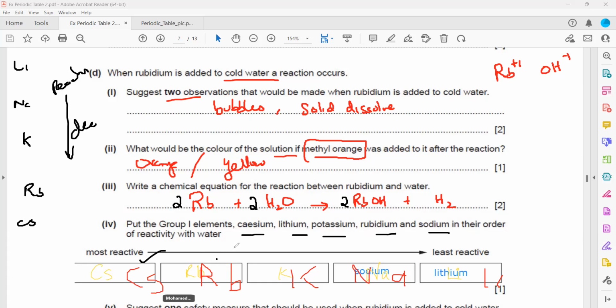So cesium, rubidium, potassium, sodium, and least reactive is lithium, because as we go down, the reactivity increases. So this should be more reactive. Lithium should be less reactive.